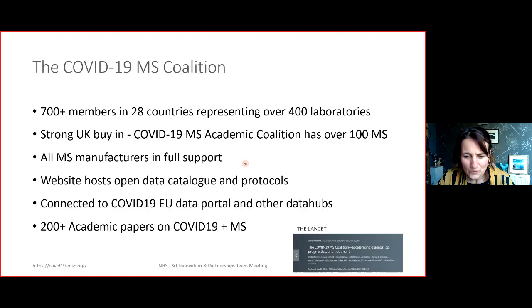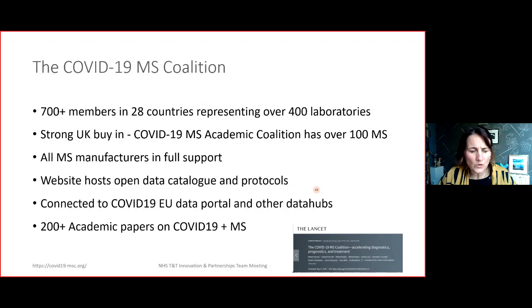Last time I checked, if you do a search on COVID-19 and mass spectrometry, there were more than 200 papers, and that was including on the archives. And I'm sure there's going to be many more to come. And we wrote a paper which everyone who's a member of the coalition is a signatory of, which was in The Lancet in May. So that sets out what mass spectrometry can do.